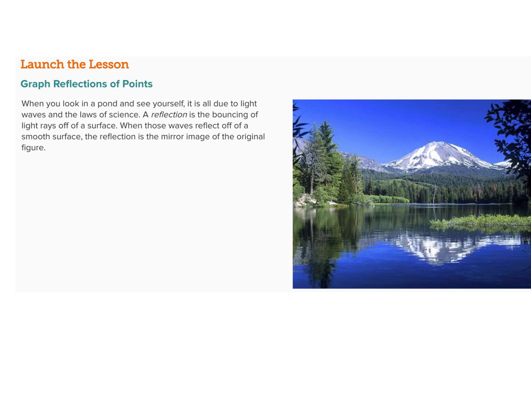In this video, we're going to learn about mathematical reflections of points on a coordinate grid. When you look in a pond and see yourself, you see a reflection, and that's due to light waves and the laws of science. A reflection is the bouncing of light rays off of a surface like this lake here. And here's its surface, and you can see there's a reflection of everything that you see around the lake in the surface. And it's actually light waves.